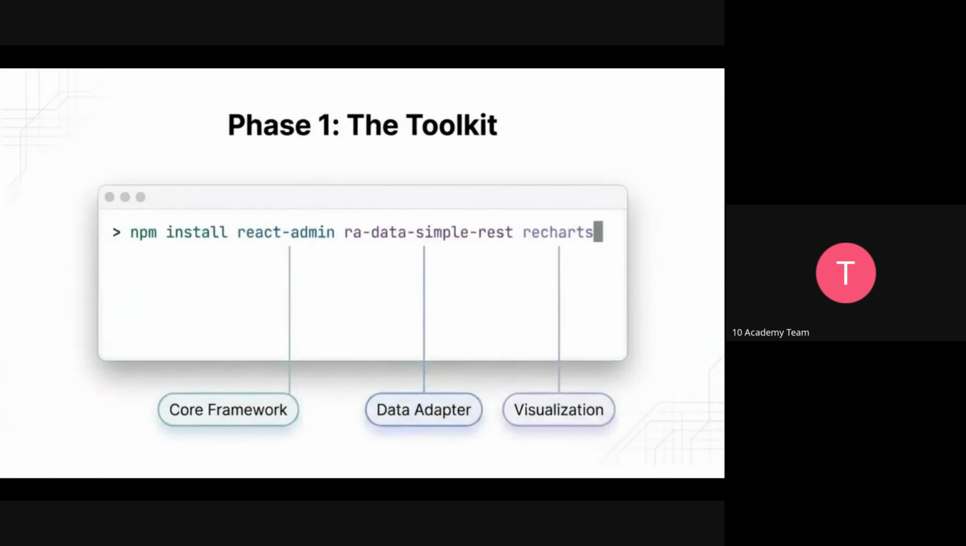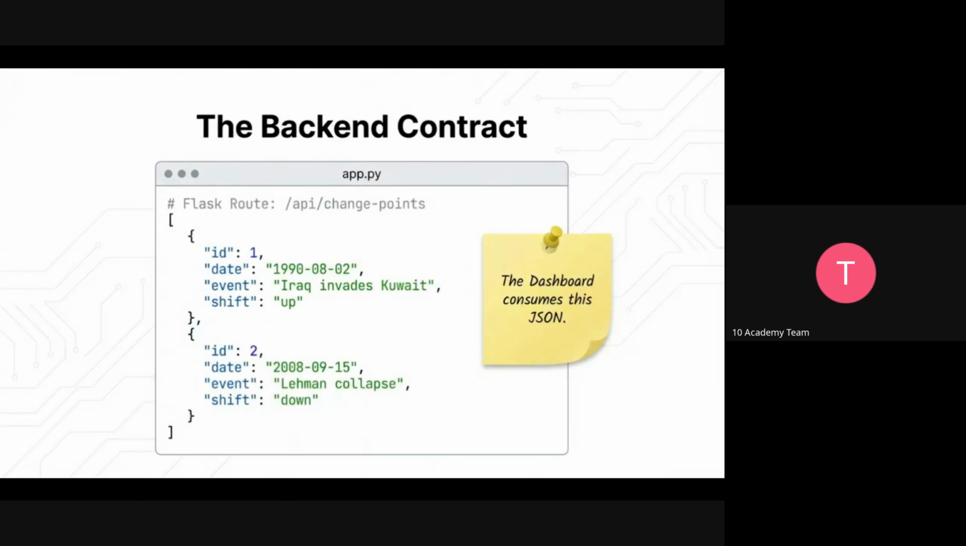When we take a look at how you can install it, you can just npm install React admin, and the remaining components are how you interact with the package. The main component is React admin, and then the ra-data-simple-rest is how you interact with your REST API, which is going to be built with a Flask backend. And recharts is a library for building charts. So all in all, it's just a package you install.